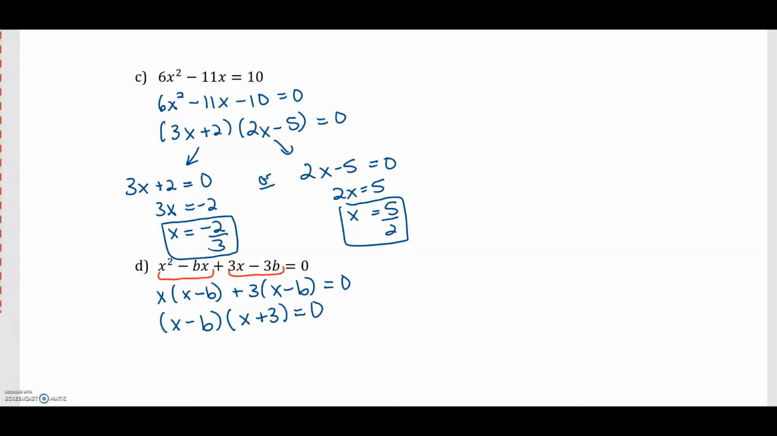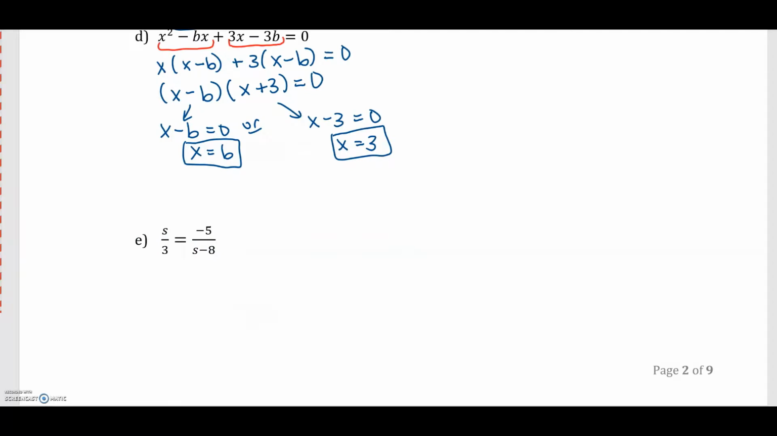And the product of those two factors is equal to 0, which means that x minus b is equal to 0, or x minus 3 is equal to 0. So the final solutions are x is equal to b and x is equal to 3. You could substitute b in for x on the left-hand side of the equation, and you'll find that it reduces to 0, and likewise with x is equal to 3.